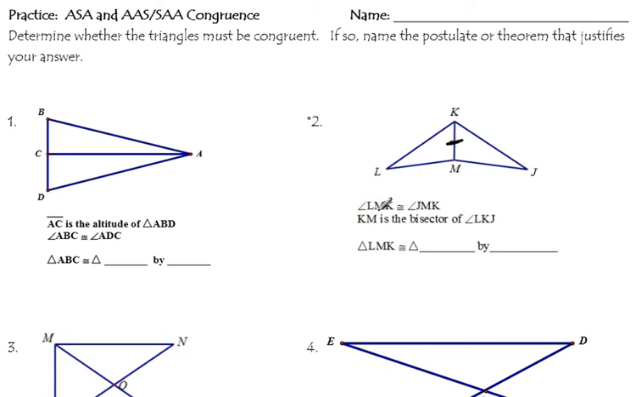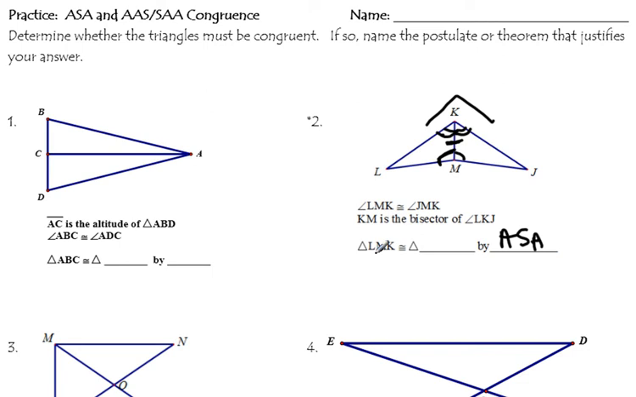Then I read on. It says angle LMK, L to M to K, is congruent to JMK, J to M to K here. And then it says that KM is the bisector of LKJ. So this angle right here has been bisected, cut into two congruent parts. So I see that I have an angle, an included side, an angle, congruent to an angle, included side, and an angle. So this is the angle side angle postulate.